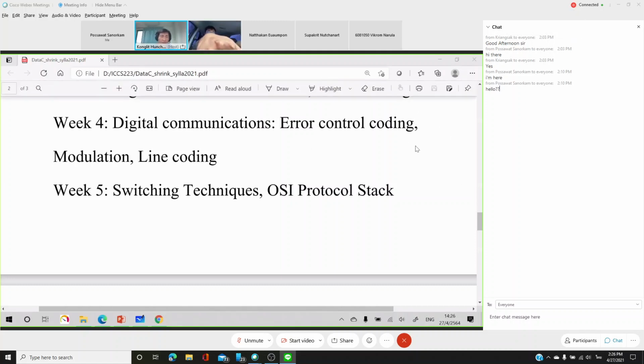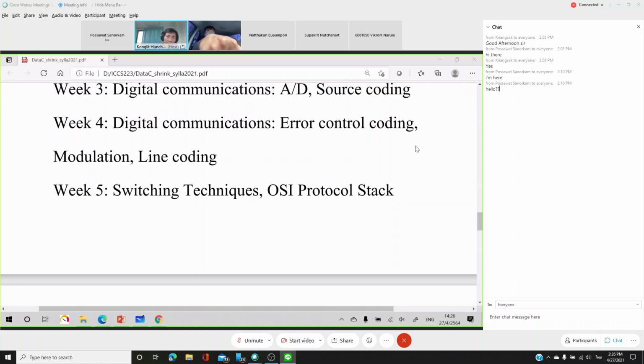And this OSI protocol stack consists of 7 layers. So it's going to help engineers, communication engineers, to work with equipment. We divide how the network works into 7 levels.